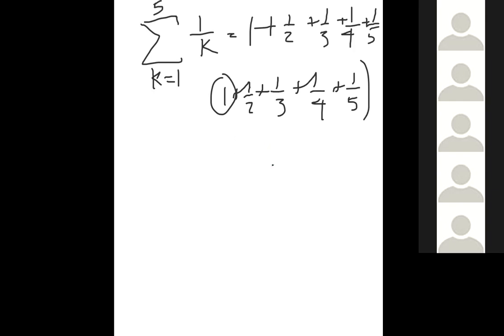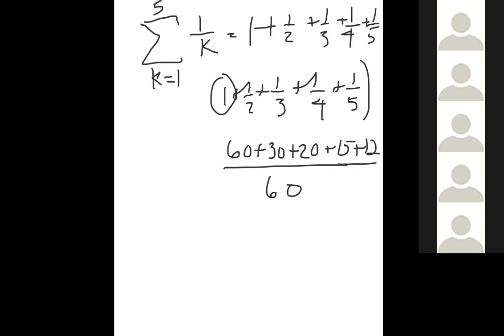Let's try this again, 60. Let's try 60 instead. So the first one would be 60. The second one would be 30. The third one would be 20. So you guys notice a little pattern there? Then 15 and then 12.